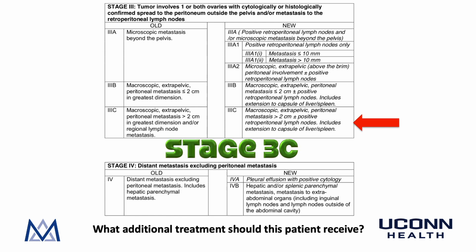She has macroscopic, extrapelvic peritoneal metastasis greater than 2 centimeters, such as the 3 centimeter nodule on her omentum, and she also has positive retroperitoneal lymph nodes. AE's diagnosis is stage 3 papillary serous ovarian adenocarcinoma.